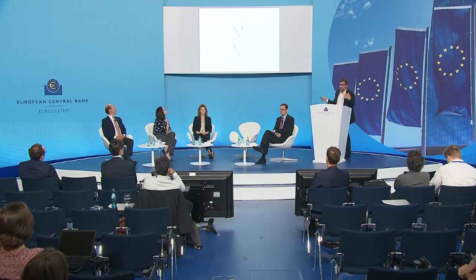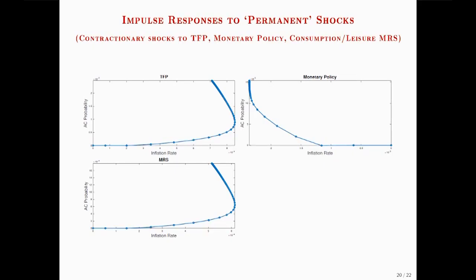Now, one important prediction of our model is that those are the same impulse response functions, only here I'm plotting the inflation rate against the AC probability. And you can see that for all of these shocks, apart from the initial few periods here, there's a very, very long period of time following each shock during which the AC rate and the inflation rate co-move in opposite directions, right? Which is the counterpart to the empirical prediction that I showed you at the beginning of this talk.